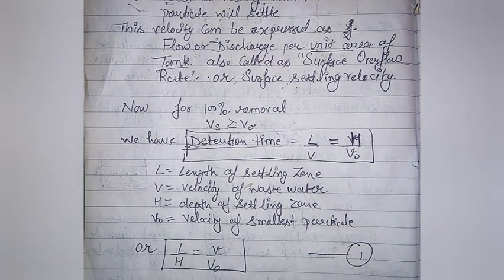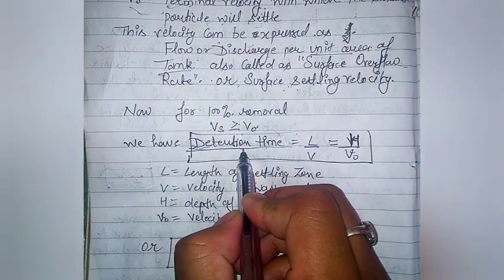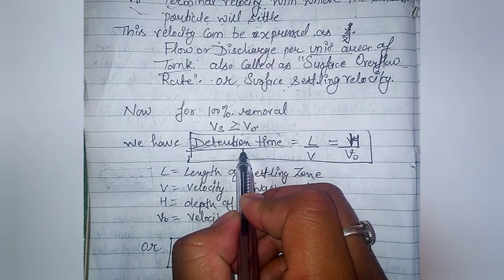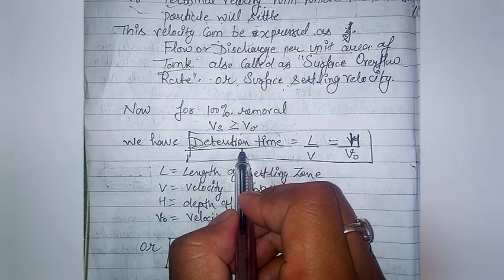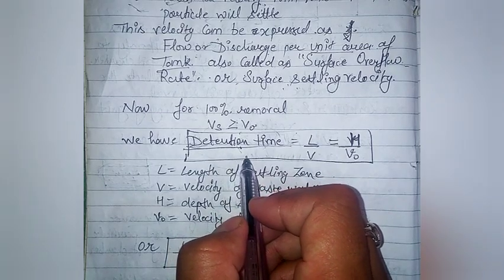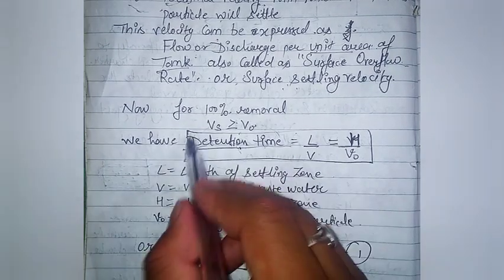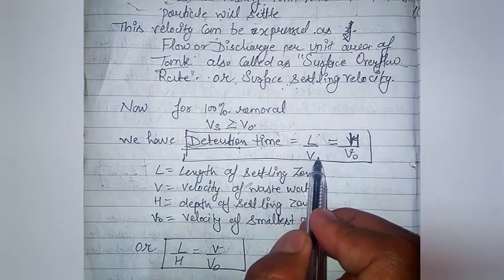So here comes another term, that is the detention time. Detention time is the time period for which we let the sewage water remain undisturbed in the grit chamber, so that the particles get settled down at the bottom. So this is the detention time. The detention time is given by L over V.